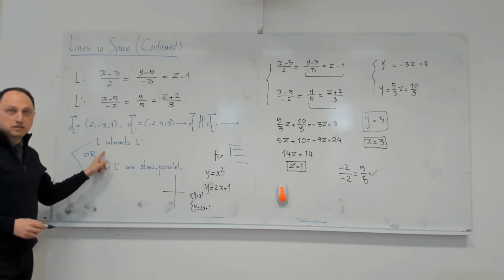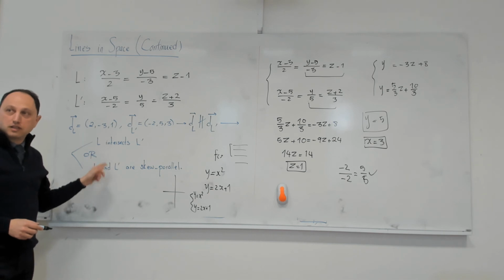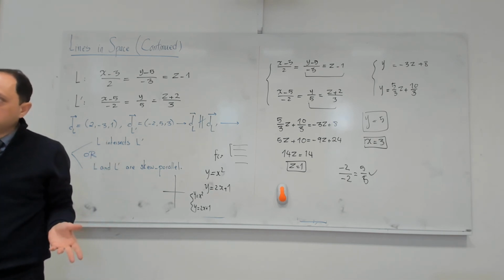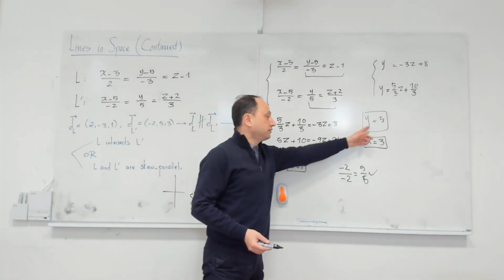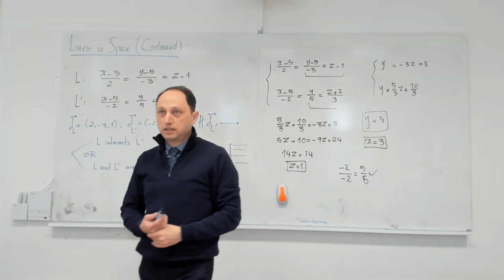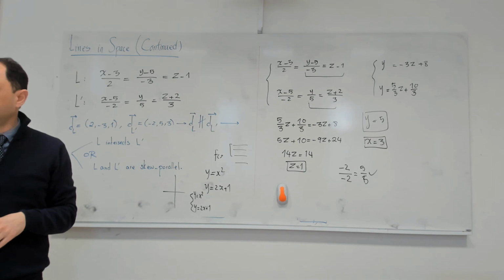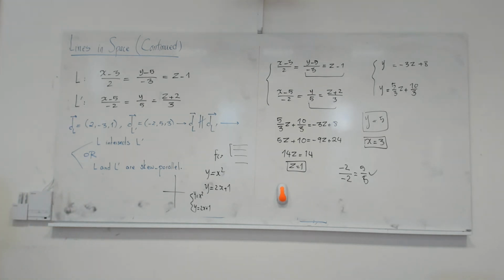They intersect. And not only do they intersect, if I ask you what the intersection point is, you can answer. What is the intersection point? 3, 5, and 1. Is that clear? That's a good problem because it involves your geometrical visualization and algebra.